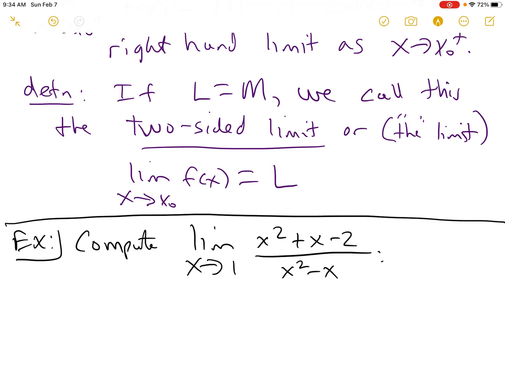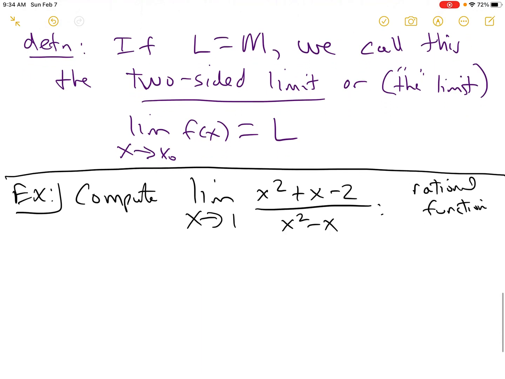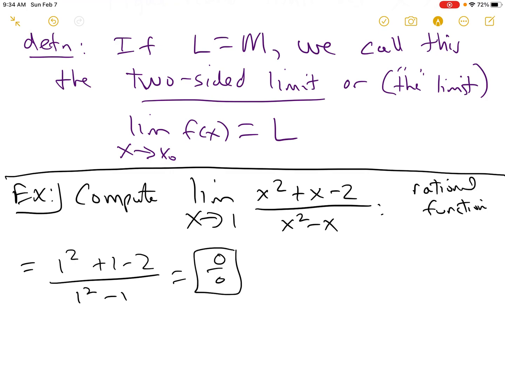So this is a rational function. Now when you take limits, and we'll talk more about this on Thursday, the first thing you want to do is just plug the limiting value in. And if you get a number, you're done. But if you don't, you've got work to do. So in this case, we have 1 squared plus 1 minus 2 over 1 squared minus 1. That's 0 over 0.